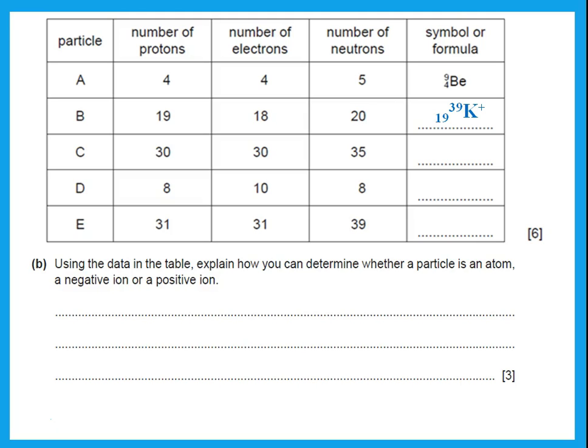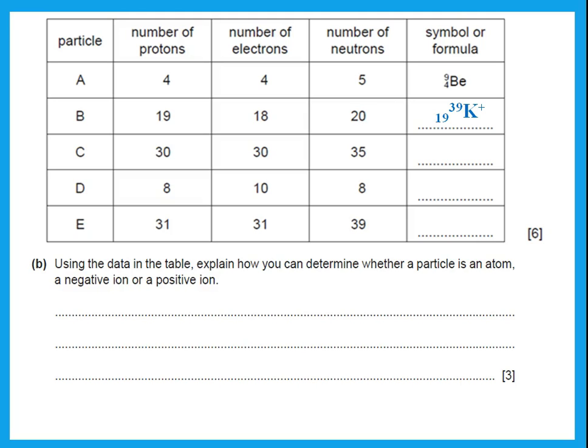The nucleon number, the big number, is the total of the protons and neutrons. So 19 plus 20, that's 39. Now, why did I put a positive on the potassium? Because the number of electrons are missing 1. They were supposed to be 19, but obviously this has lost an electron. If it loses an electron, that means it has an extra positive.